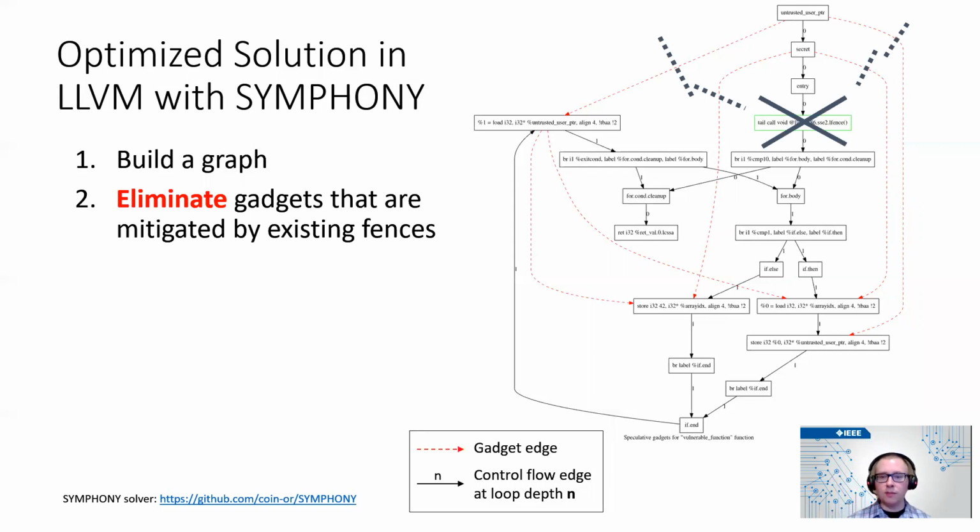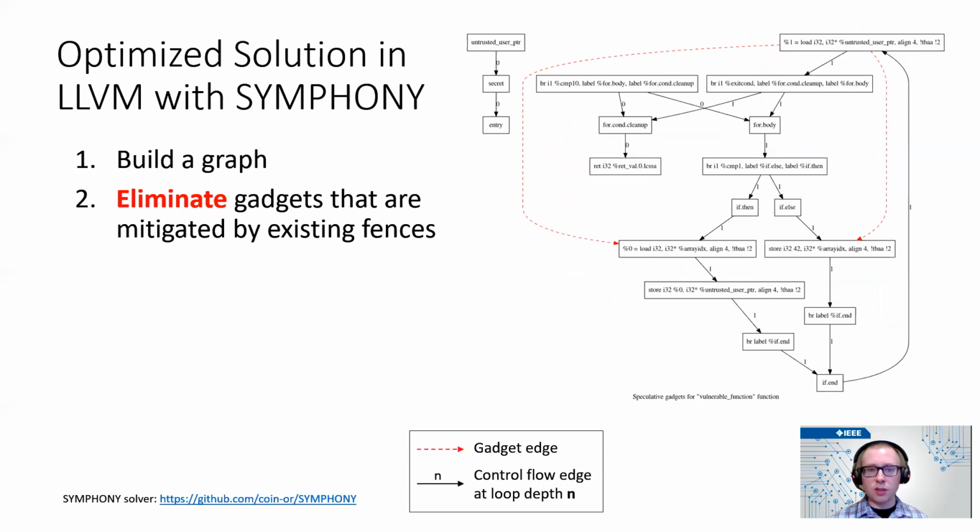The second step is optional. If the current function has any existing LFENCEs, the control flow edges to and from each fence are removed, indicating that transient execution cannot cross this part of the control flow graph. And then the gadget edges that are fully mitigated, meaning that they become unreachable from source to sink, are removed. So then the graph is rebuilt. And the remaining graph is transformed into a matrix representation of the minimum multi-cut problem that can be understood by a mixed integer programming solver.